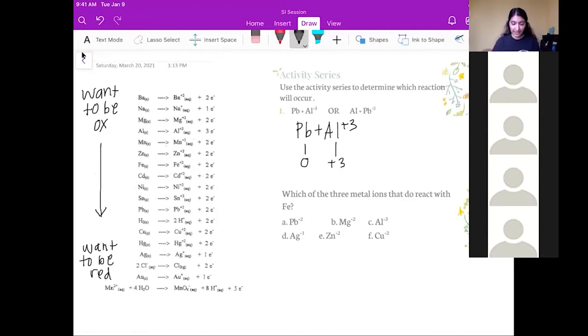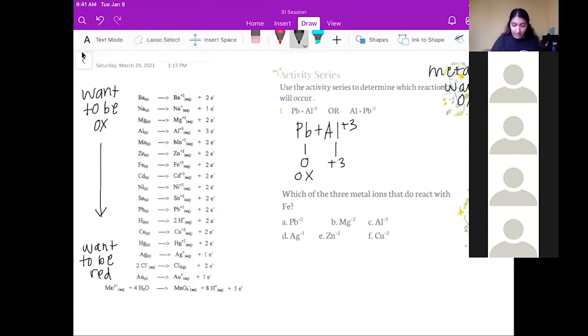Yeah, correct. Since Pb has a charge of 0, we know that it's getting oxidized, because in lecture, Dr. E explained that any metal with a charge of 0 wants to be oxidized. So I'll write that here: metal with charge of 0 wants to be oxidized. That's just a general rule for all activity series. That's one thing to remember when doing these kinds of problems.